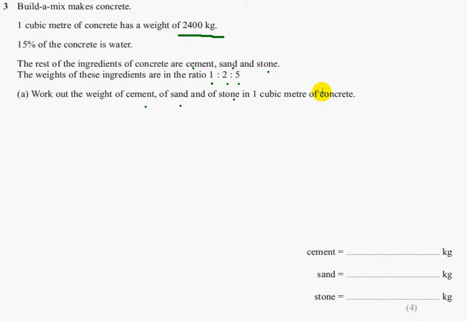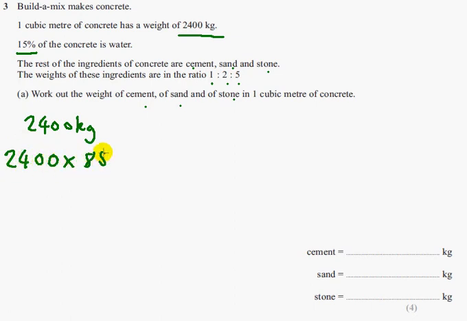So, all of it is 2,400 kilograms. Now 15% is water, the rest of it is cement, sand and stone. So we're going to need to find 85% of 2,400. Or you can find 15% and take that away from this. Okay? I'm going to find 85%. Now whichever way you find percentages of a number is absolutely fine.